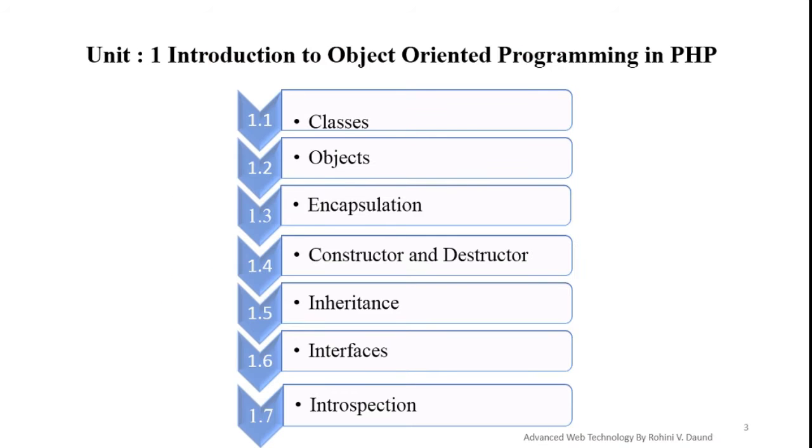Unit first, Introduction to Object-Oriented Programming in PHP. Object-oriented programming refers to the creation of reusable software objects that can be easily incorporated into multiple programs. Object-oriented programming is assumed as a programming concept that treats function and data as an object. PHP provides support for object-oriented programming.